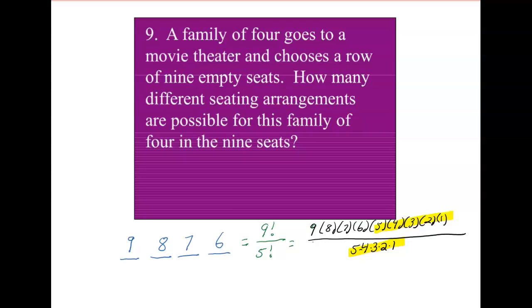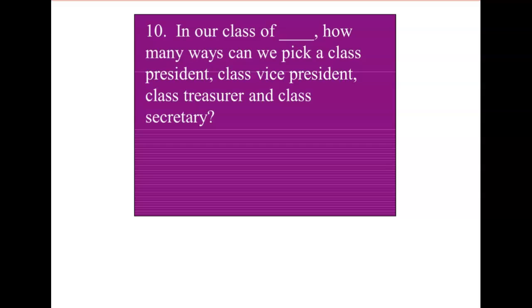So when you do this problem on your calculator, whether you do it in blue or the factorial method, you will get 3,024. Let's take a look at the next problem. So for number 10, we're again going to use 24 people in the room, and we're going to pick a president, vice president, and treasurer along with secretary. So how many ways can this be done?